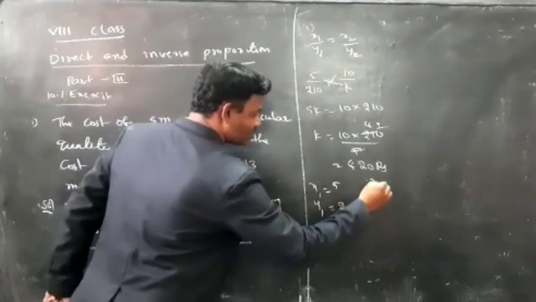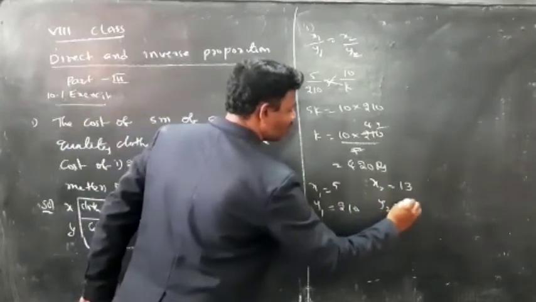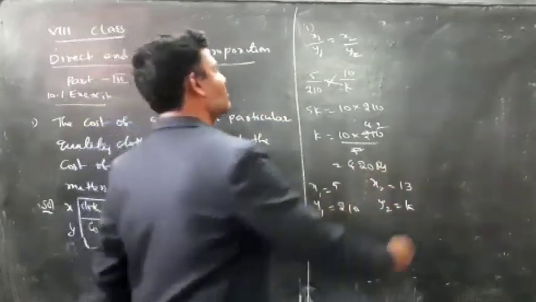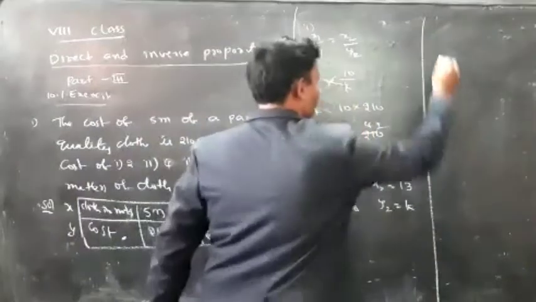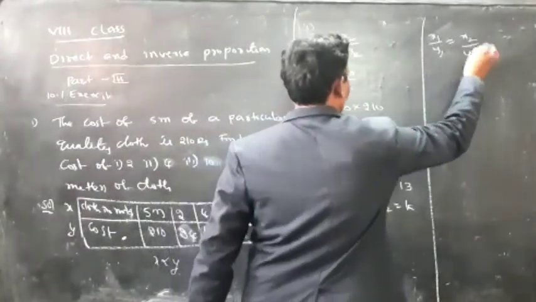Now I need the cost of 13 meters cloth. So x2 by y2, I am taking as k. What is the formula here? We can write x1 by y1 is equal to x2 by y2.